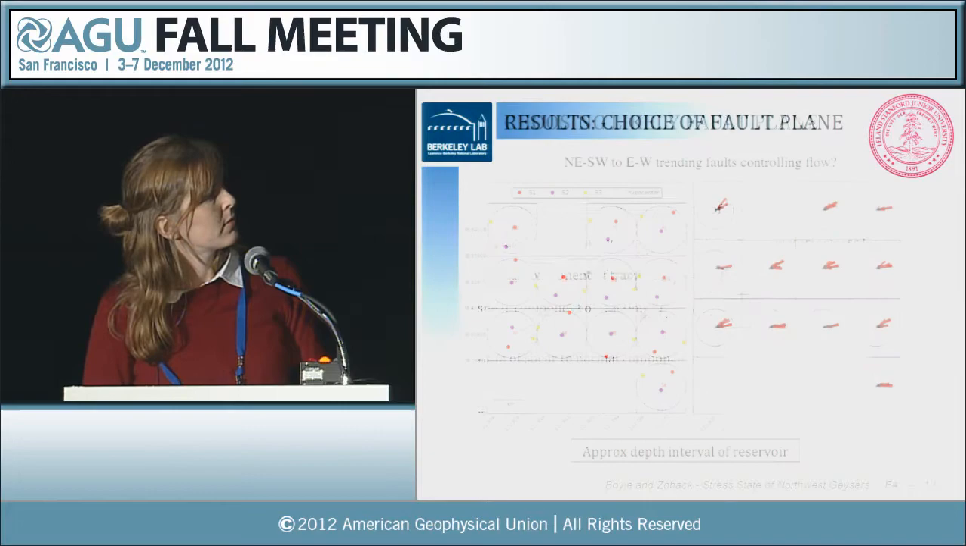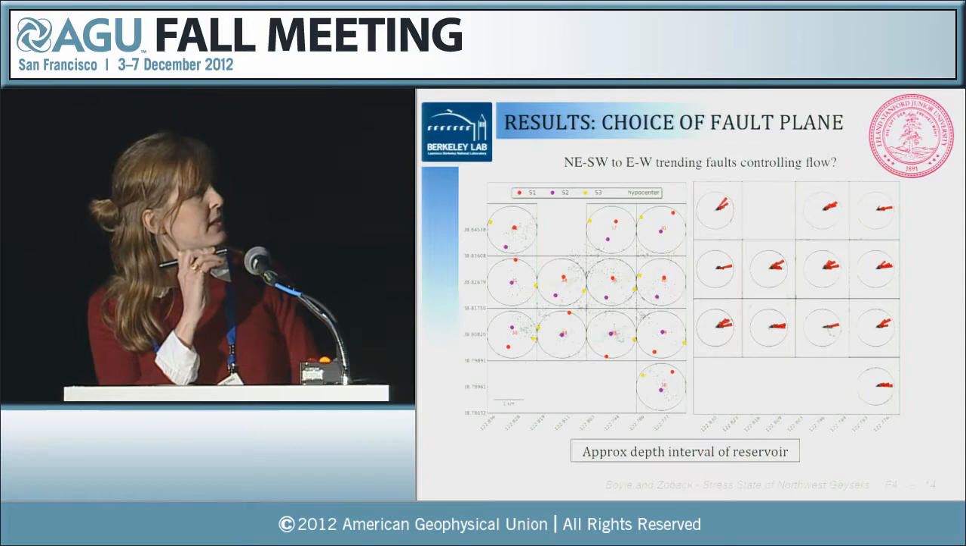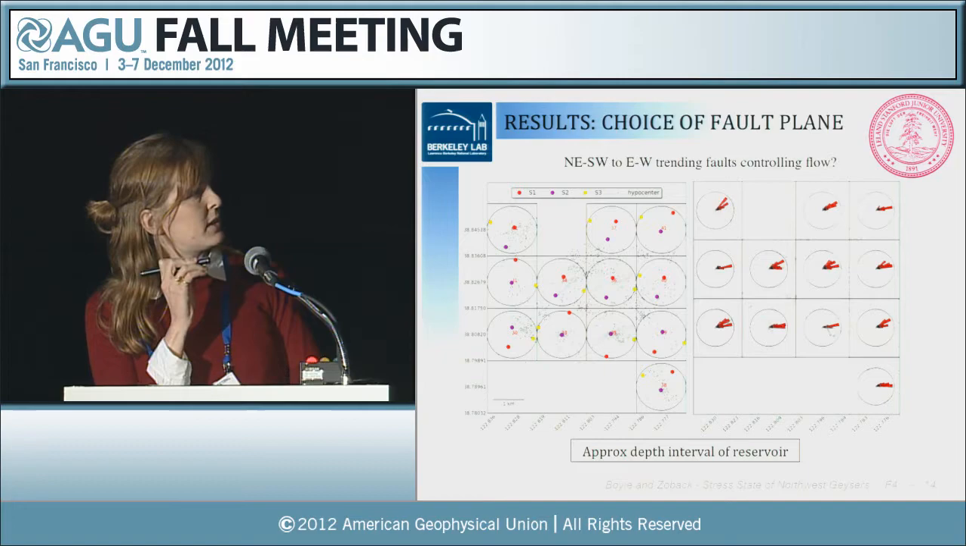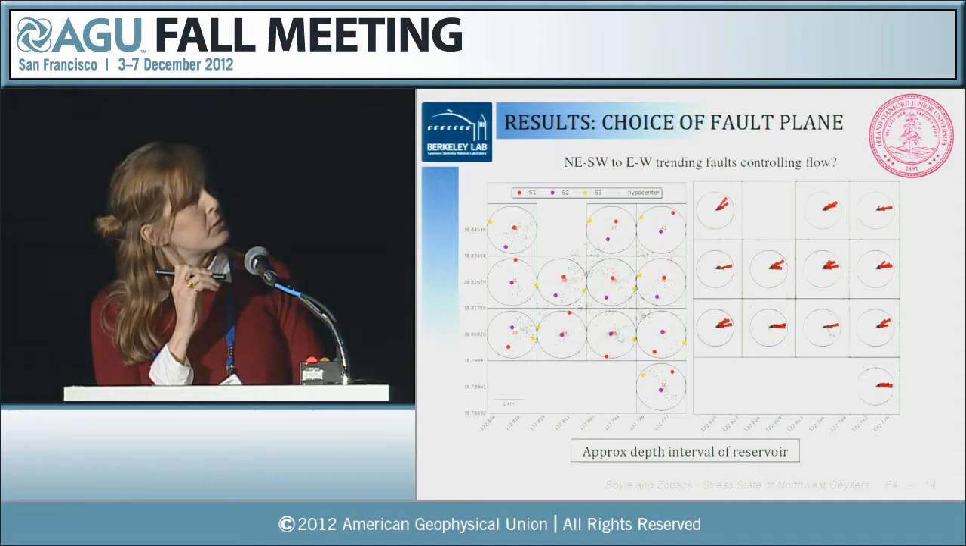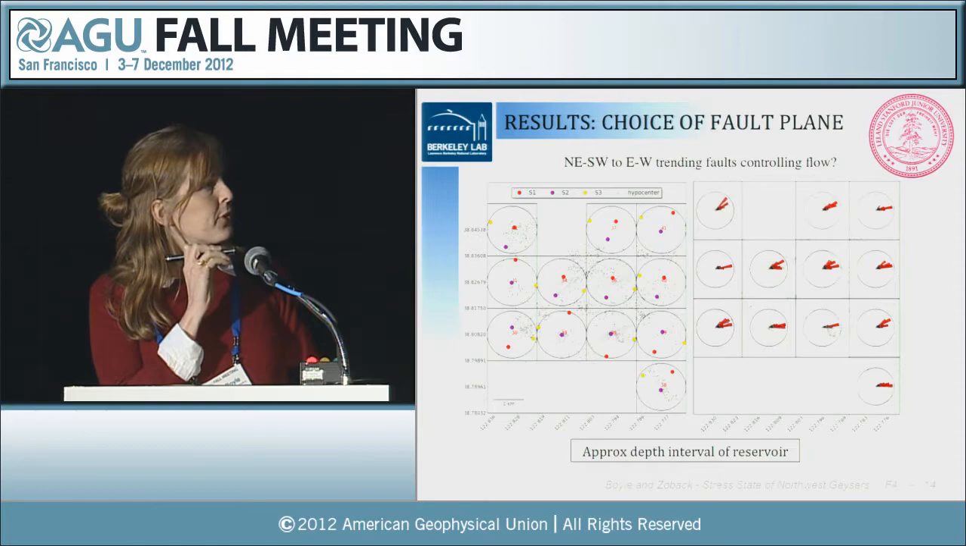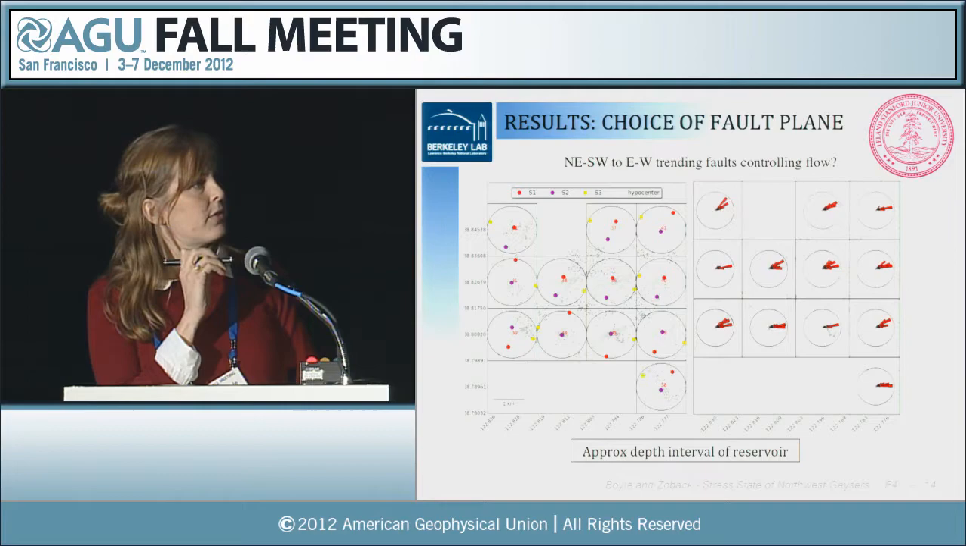Again, we're looking at the depth interval that corresponds to the reservoir. What you see plotted are our stereonets, the hypocenters and the stresses, but you can also see, very faintly, some fault planes plotted on the stereonet. You can see a northeast orientation of these fault planes. Actually, it might be a little easier to look over here at the rose diagrams. What we've plotted is a rose diagram for every grid block, instead of showing the fault planes on a stereonet, so you can see what the orientation of the fault planes is.